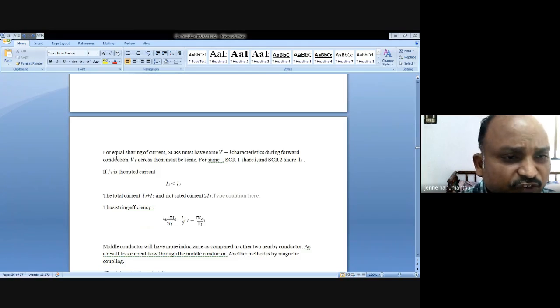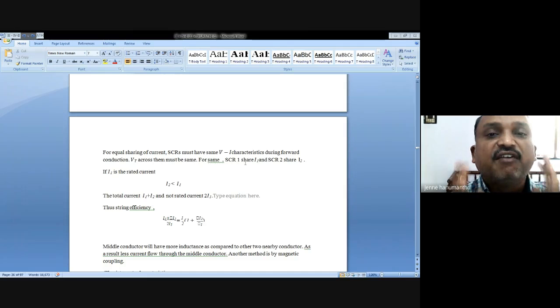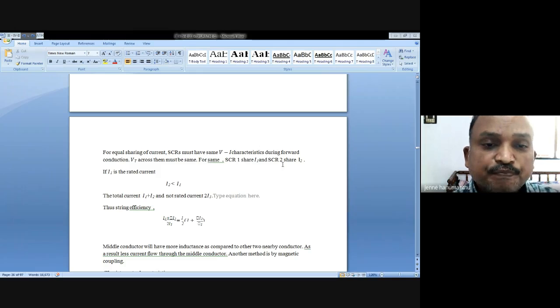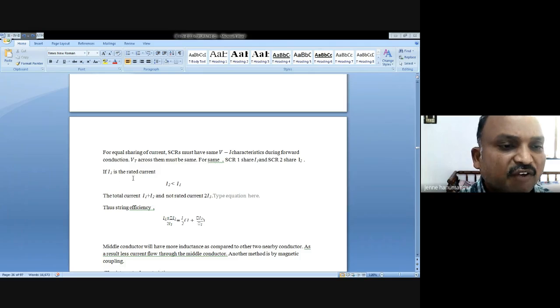For equal sharing of current, SCRs must have the same VI characteristics. That is my point: for equal sharing of current, the thyristors must be equal. So the VI characteristics during forward conduction, VT across them, must be the same. SCR1 shares I1 and SCR2 shares I2. If I1 is the rated current, I2 is less than I1. The total current I1 plus I2 is not the rated current 2I1.